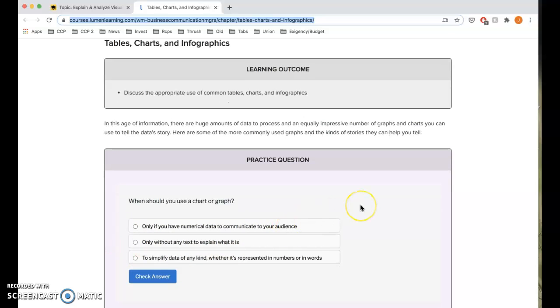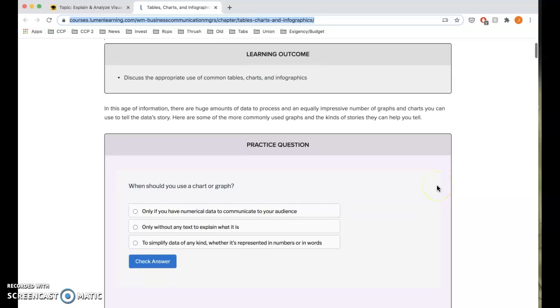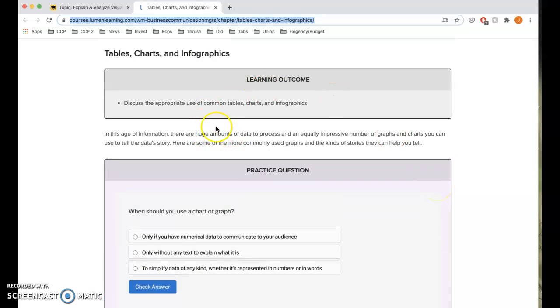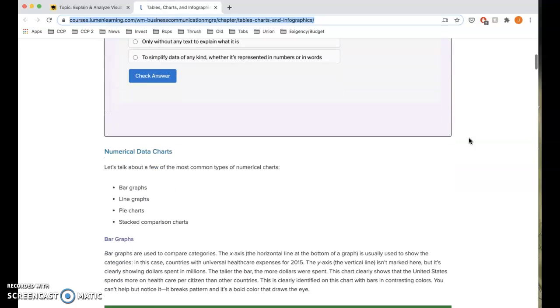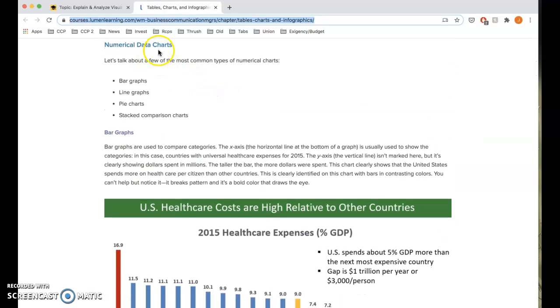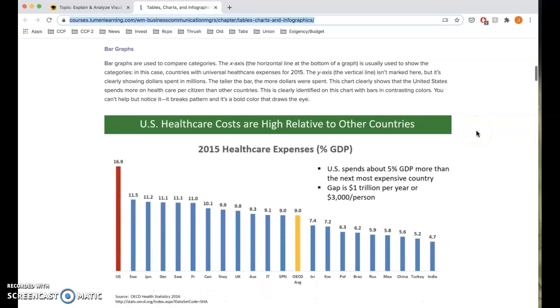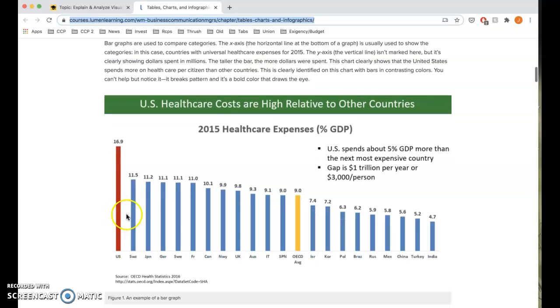It's a good little pre-test to see where you're at. The purpose of this lesson is to make sure you understand the use of common tables and charts and infographics and when you would use each one. Charts often are going to have numerical data. So bar graphs, line graphs, pie charts, stacked comparison charts. These are often used to convey data. Okay, this is a sample bar graph, right?